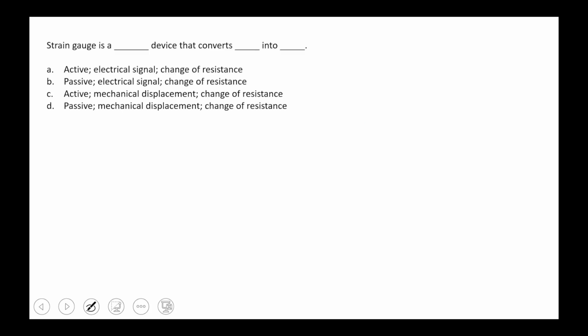So the next question is that a strain gauge is a device that converts into. So what is the use of the strain gauge and what will be the application? What should the strain gauge actually do? So which is the correct statement and why?